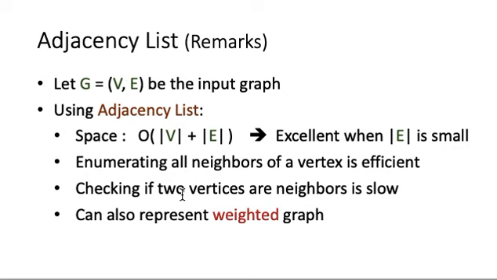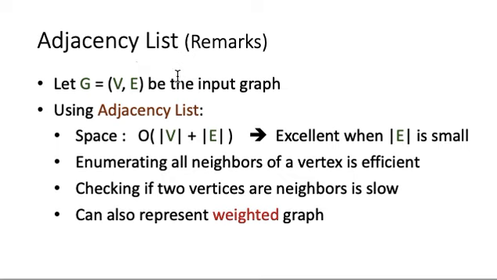However, if we want to check directly whether two particular vertices are neighbors, then it is very slow. In the worst case, we need to go through the whole list in order to confirm that a certain vertex is not a neighbor of the other one. So it could be very slow.